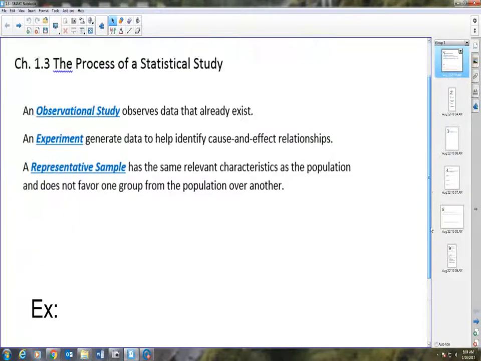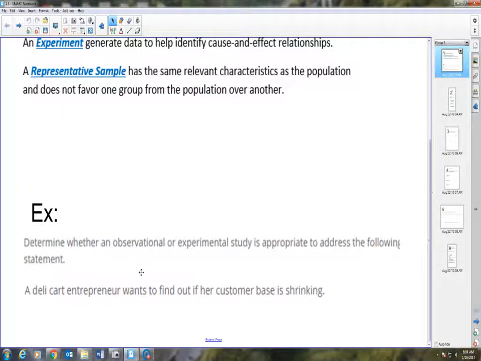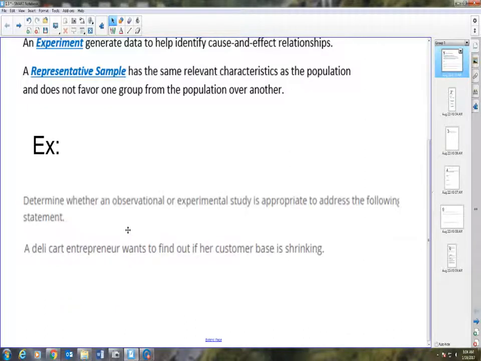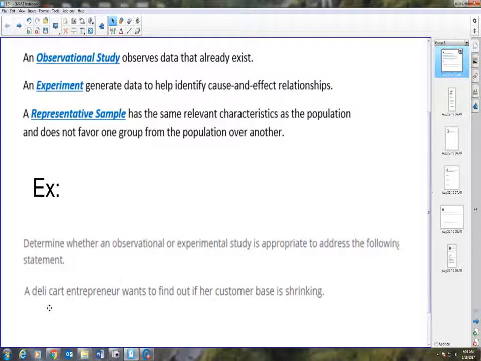I'm going to give you an example real quick. Determine whether an observational or experimental study is appropriate. A deli cart entrepreneur wants to find out if her customer base is shrinking. Is this an experimental study or an observational study? In this case, this will be an observational study.